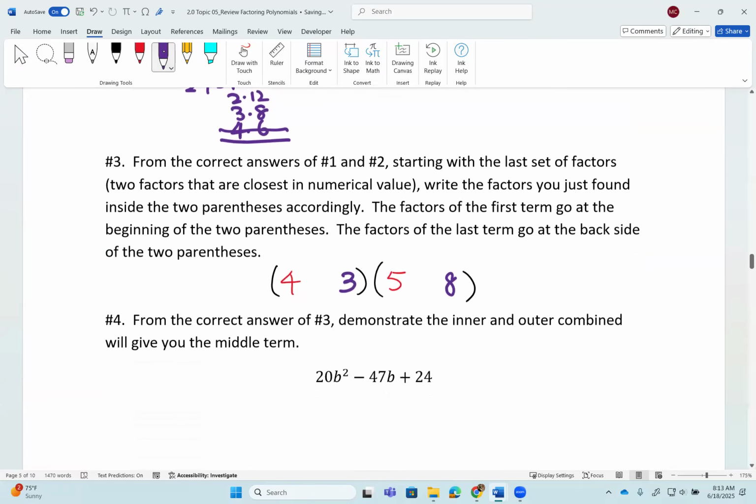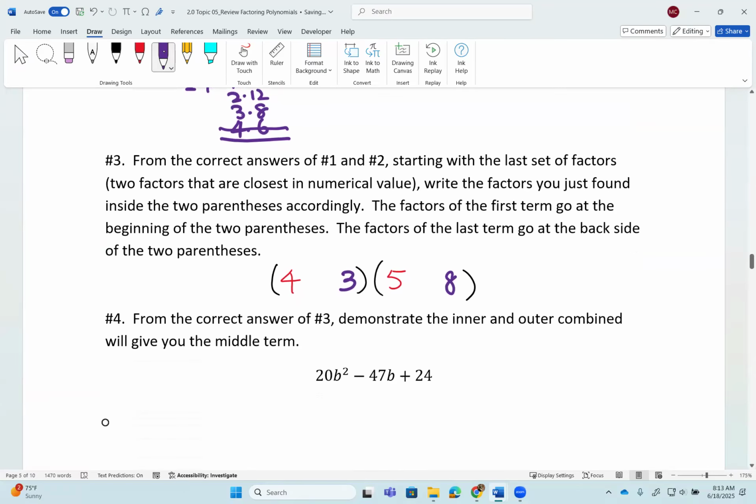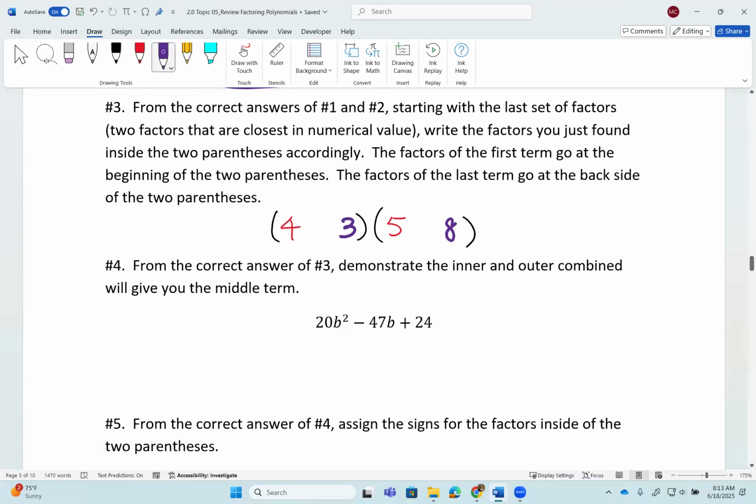Okay, so without even doing the math in your head about inner and outer, you can just look at these numbers and you know who should go with who and who shouldn't. Okay, so now let's do the sign. Well, let's figure out if we can get to the middle term first. So my outer, the two outside numbers multiplied together, 4 times 8 is 32.